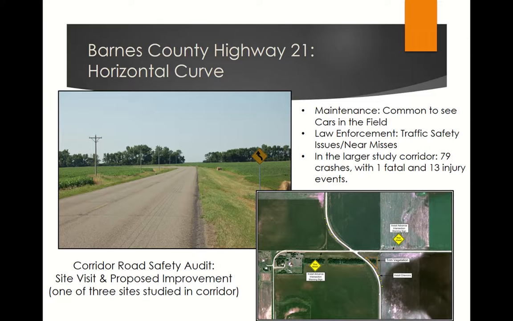Along this whole corridor, there were 79 crashes. There was 1 fatality and 13 injuries. And I believe the fatality was at a different site, but this one had some injuries associated with it. After the meeting, we did a Delphi survey to identify some of the priorities and investments.